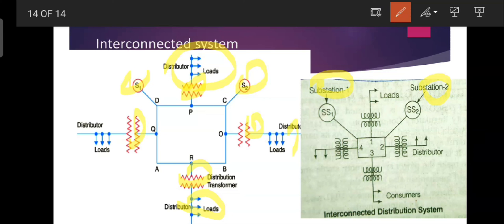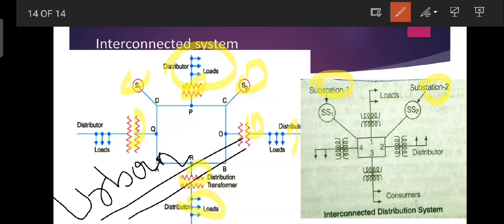So in this system, the entire distribution network is connected between two or more substations. The system provides reliability against substation failure, and this system is used in urban areas. This system is only used in, remember that, urban areas.